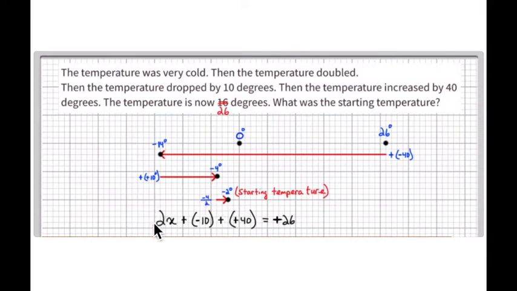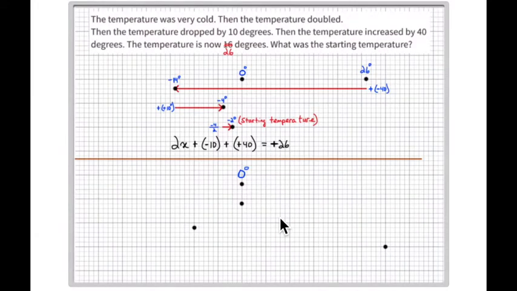So here's the equation that would go along with that. So 2x plus a negative 10 degrees plus a positive 40 degrees equals a positive 26 degrees. So what does x equal? So now to solve for x, you're going to retrace the steps. So you're going to add a negative 40. That would make this go to 0 and this go to negative 14. You're going to add a positive 10. This would go to 0. This would go to a negative 4. And you're going to take half of that to get to 1x. So this becomes a negative 2 on this side.